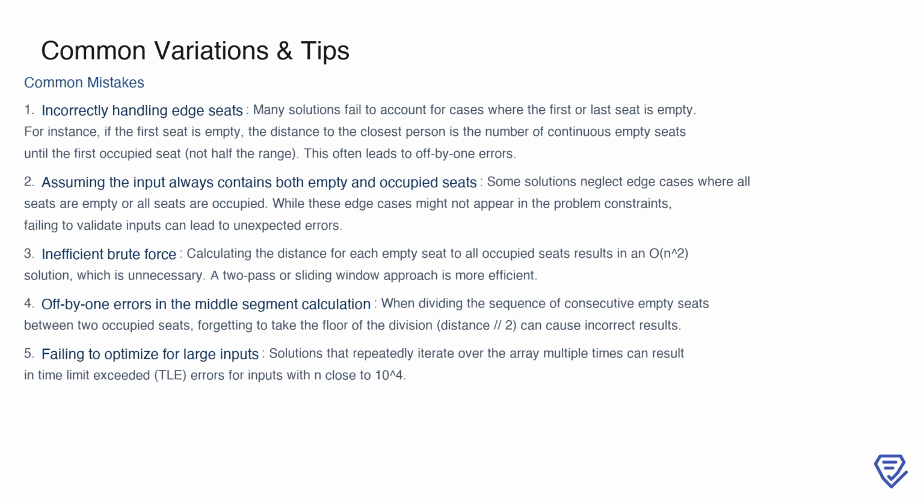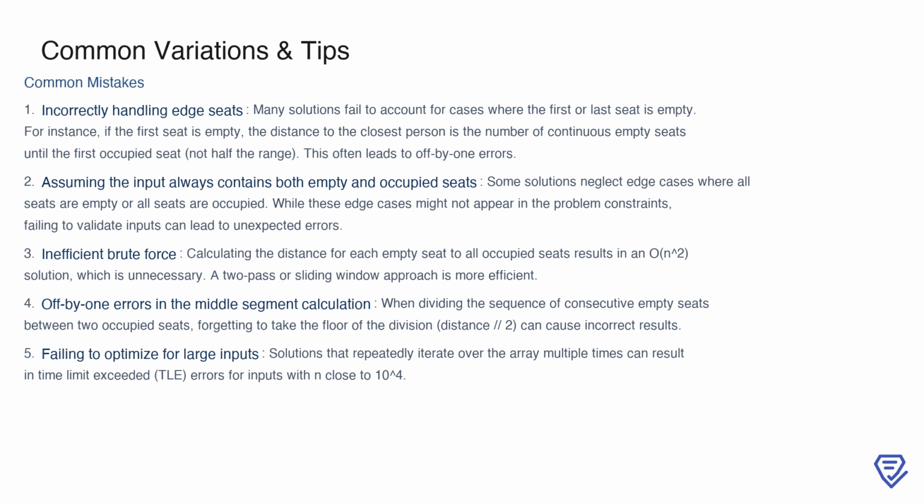Inefficiency is another pitfall. Using a brute force approach to calculate the distance for every empty seat to all occupied seats results in O(n²) time complexity, which is unnecessary. Instead, you can achieve a more efficient solution with a two-pass or sliding window approach.